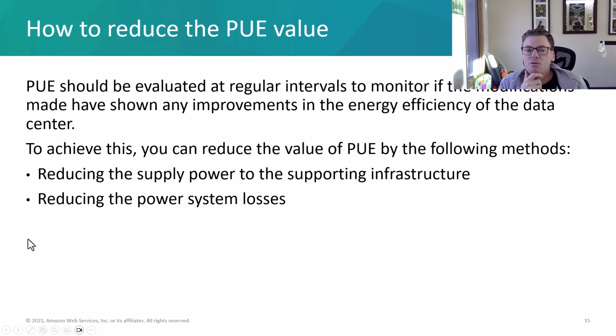So how can we reduce that PUE value? We're going to evaluate it at regular intervals. Whether that's monthly, quarterly, twice a year, or once a year is going to be up to the data center operator. So why would they want to calculate that? They want to look at whether the efficiency improvements that we've tried to implement have actually improved our energy efficiency. Has it helped us to reduce the amount of power that we are consuming to support the infrastructure?